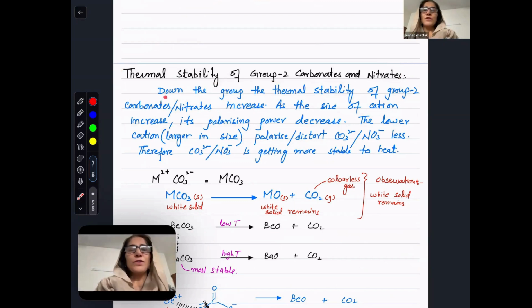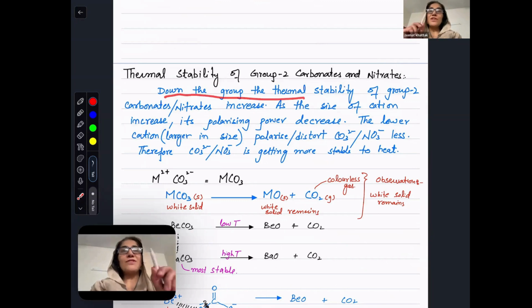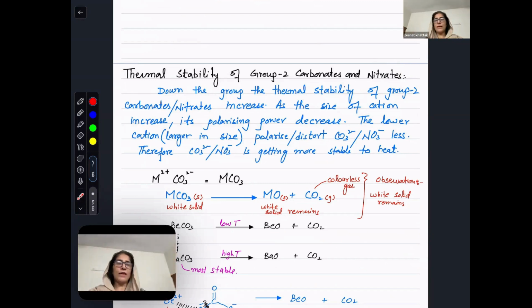Down the group, the thermal stability increases. They are becoming more stable down the group. The lower ones need more heat to decompose. The upper ones need less heat. Both the carbonates and the nitrates. Why? What is the reason?